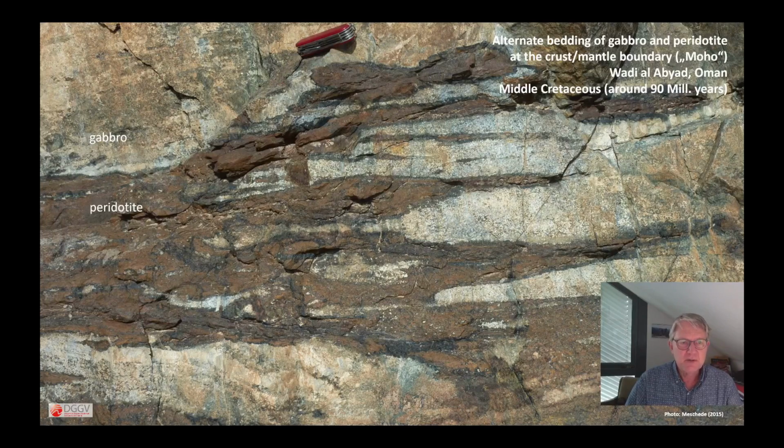Okay, we have now taken a look at the structures of the oceanic crust. In the next video, I will discuss the convection currents in the mantle and beneath the spreading zone and how melt formation is related to these convection currents.